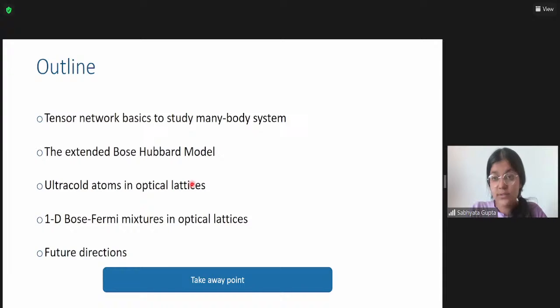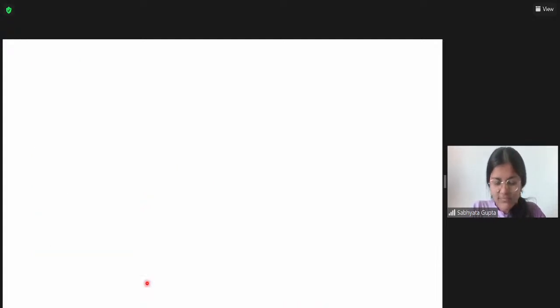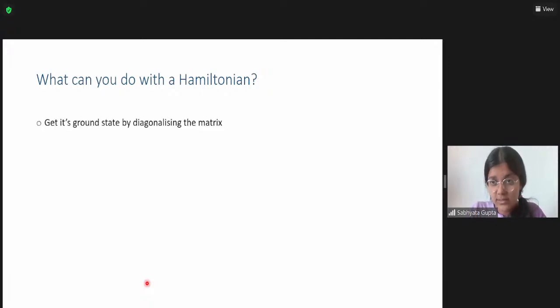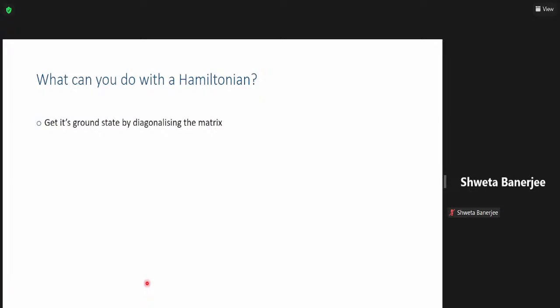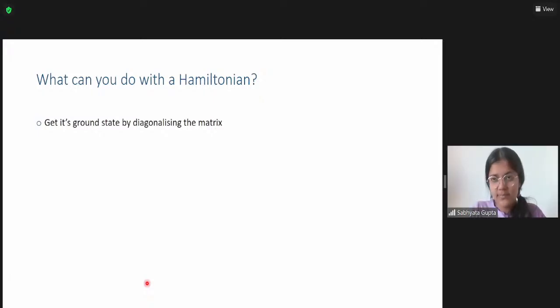Let's begin. In each slide, you'll find a blue box, which would be the takeaway point from each slide. So if you feel lost in between, just make sure that you grasp the takeaway point at least. Let's begin with a very simple question. What is the most basic thing that we can do with a Hamiltonian that is given to us? The most basic thing that we can do with this is to diagonalize it, get its eigenspectrum, and out of the eigenspectrum, the eigenvector that corresponds to the smallest eigenvalue will give us the ground state of the system.